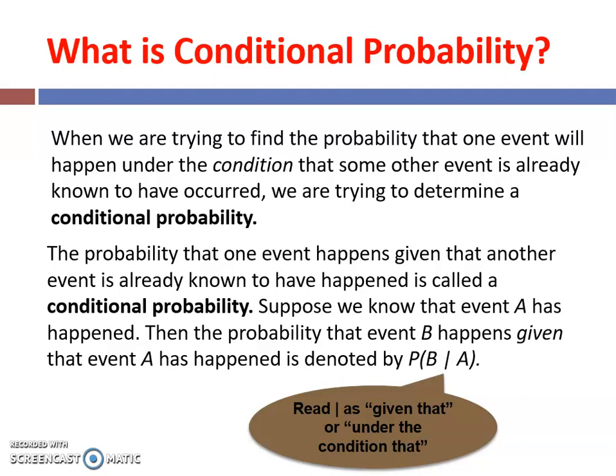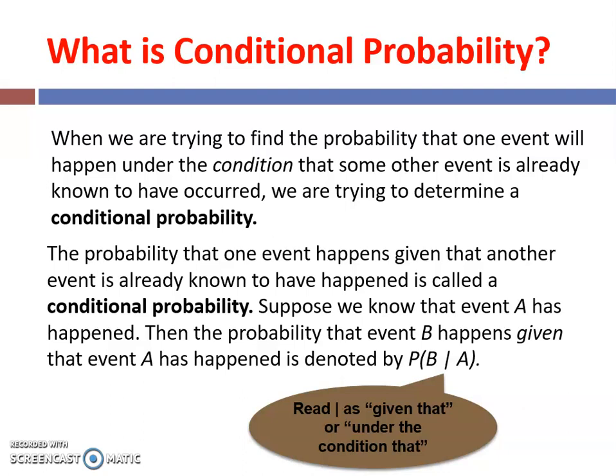Now, what is conditional probability? When we are trying to find the probability that one event will happen under the condition that some other event is already known to have occurred, that's when we're trying to determine a conditional probability, right? Back in chapter 1, we looked at conditional distributions. This is basically the same thing, but without having to make the bar graphs for it. The probability that one event happens, given that another event is already known to have happened, is called a conditional probability. So there's our definition, okay?